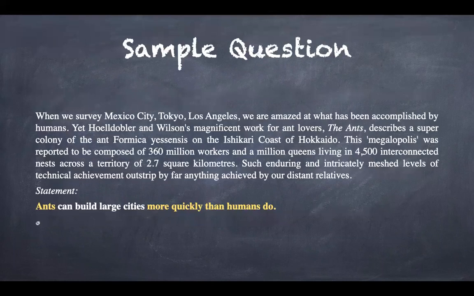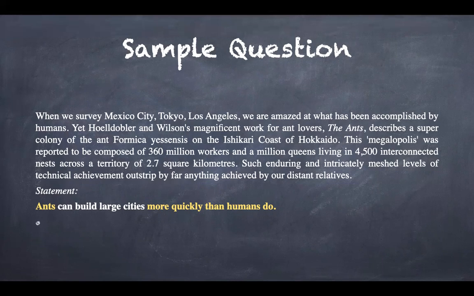This is the first sample question. The statement says ants can build large cities more quickly than humans do. If you can see on the screen, I have highlighted certain things in yellow color. These highlighted things are keywords, which you should also be doing in your examination while solving your reading test. So when you mark the keywords, you know what you're looking for.